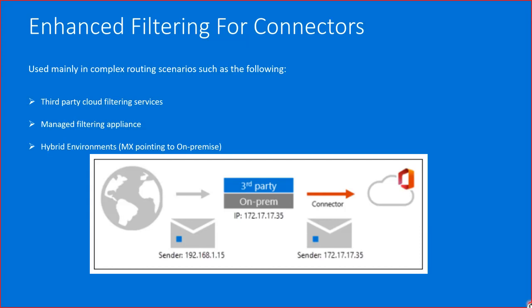So this is how it looks. If a sender is sending a message from the IP address 192.168.1.15, and we have a third party or the on-premise environment in between with the IP address 172.17.17.35, for Office 365, the sender of that message is the IP address 172.17.17.35. This is the scenario where we do not have enhanced filtering for connectors enabled, and this was how it was before we had this feature.